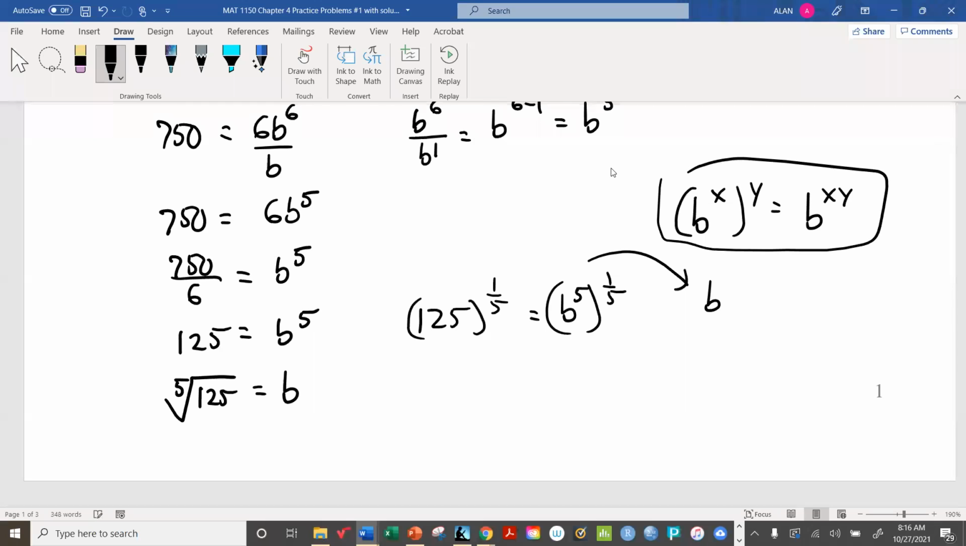So in other words, by raising both sides to the 5th root, or the 1/5 power, I end up with just b by itself, but then I'm left with this very messy expression, the 5th root of 125. Now, you can go to your calculator and see if by some miracle that's an integer, but it's not. So we may as well just leave it the way it is. So b is the 5th root of 125.